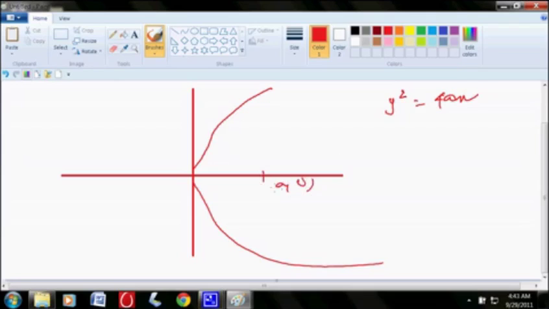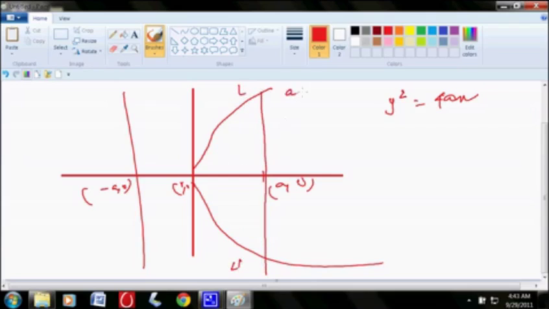This is a, 0. This is minus a, 0. This is 0, 0. This is the latus rectum, L dash. And so on.